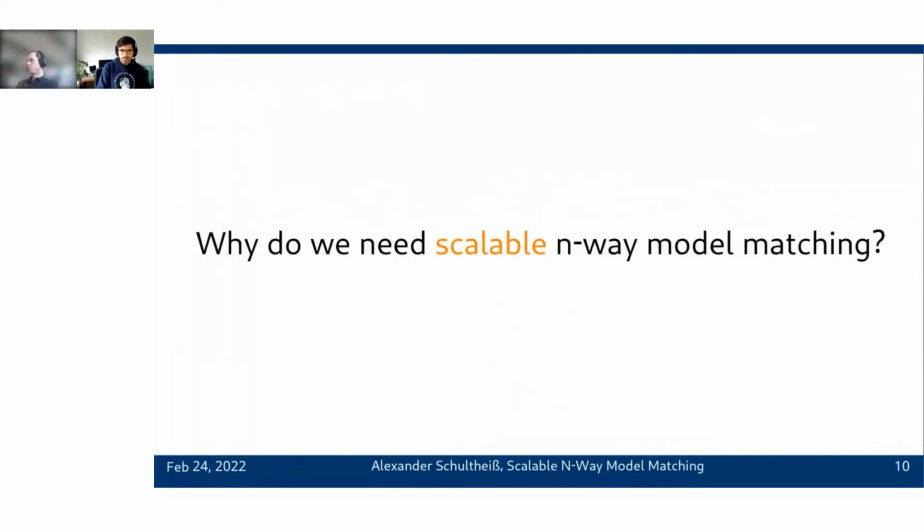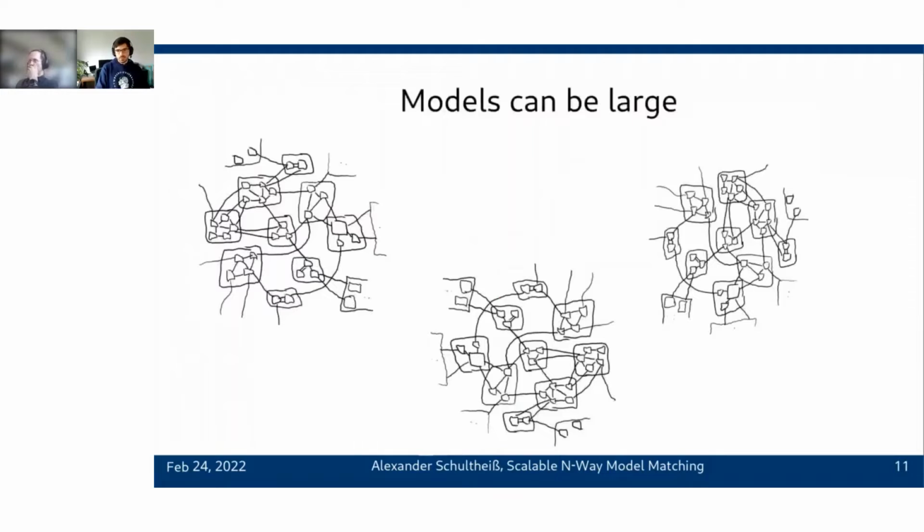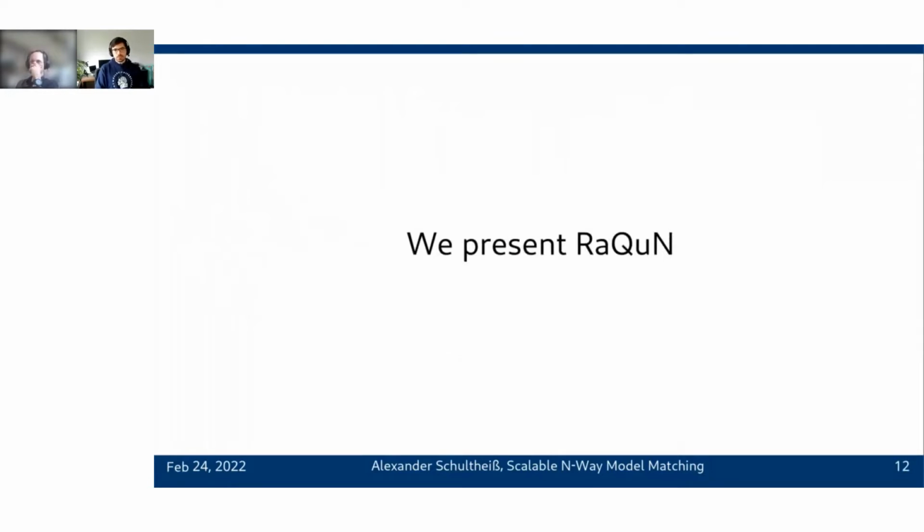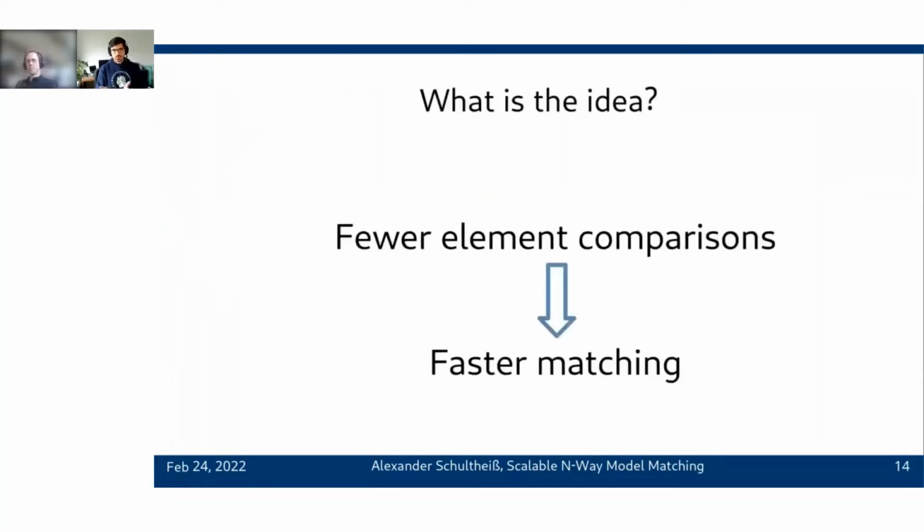But why do we need scalable n-way model matching? The answer is simple. Models can be large, and usually existing approaches do not scale well. As a solution, we present Raccoon, a scalable n-way model matching algorithm. The basic idea of Raccoon is that fewer element comparisons lead to a faster matching runtime. To do so, Raccoon has three phases, while the first two phases focus on reducing the number of comparisons that are required in the third phase, which conducts the actual matching. Let's have a closer look at these phases.